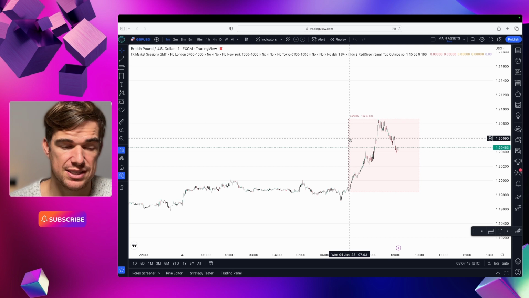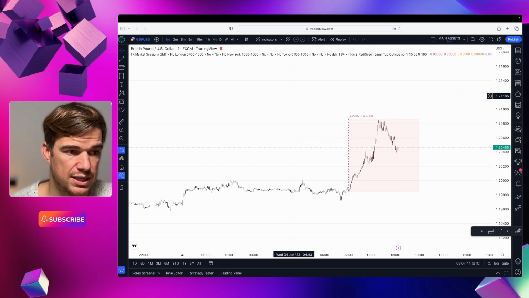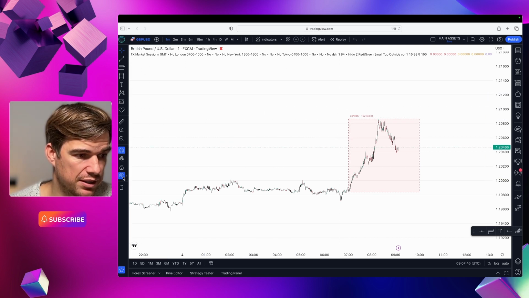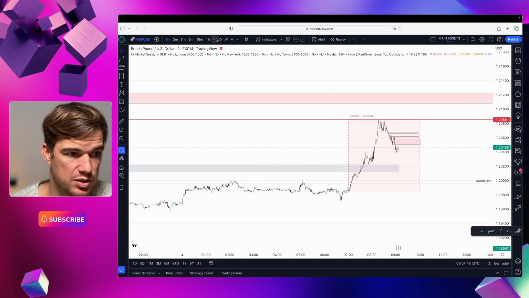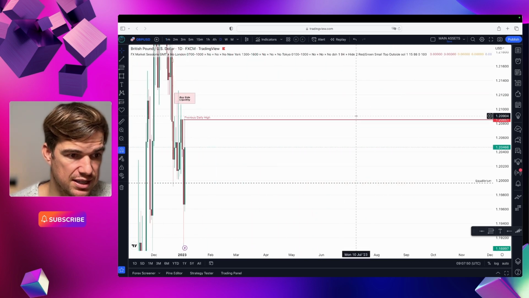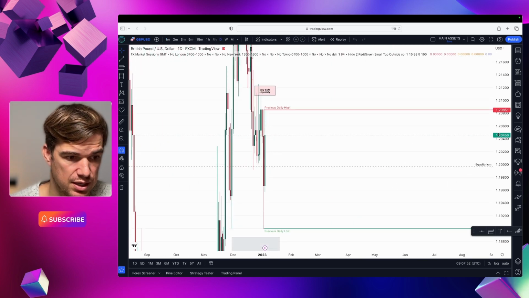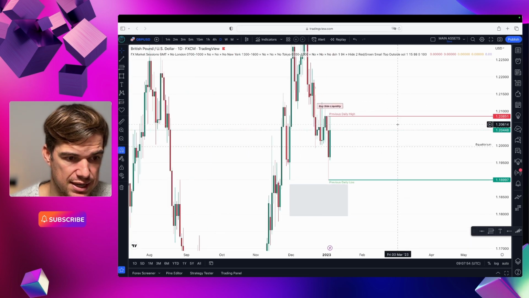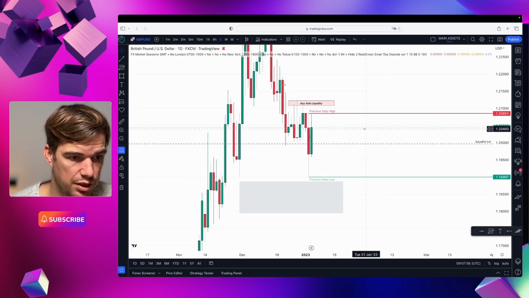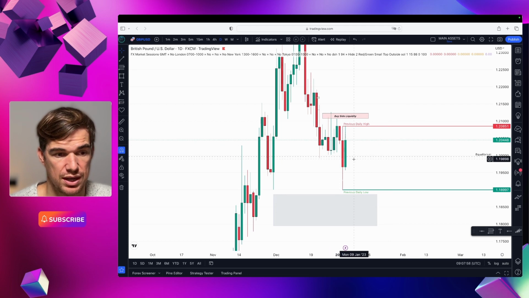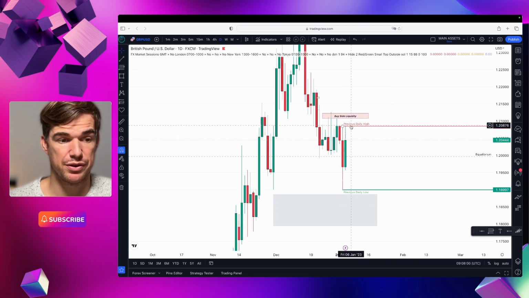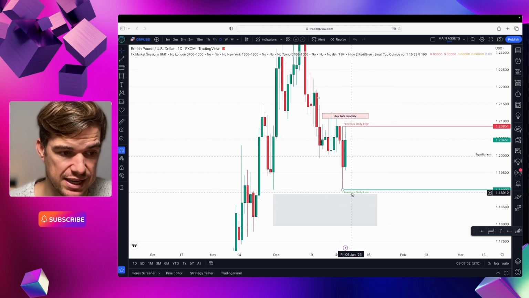With the ICT concept, what we need to do, if I bring back the drawings, is go to the daily and identify a bias for the day. As you can see, the previous day's high and the previous day's low have been set.